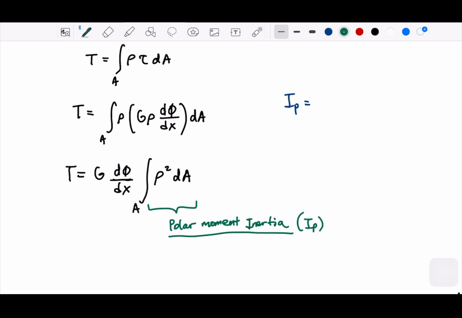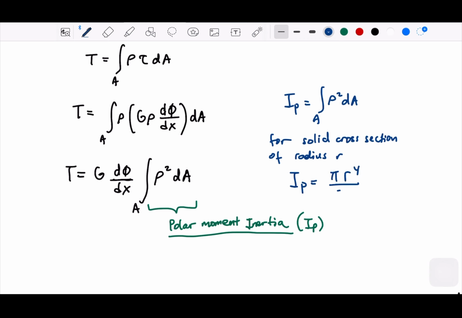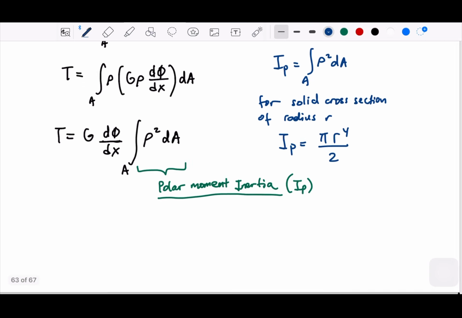The polar moment of inertia for a solid. Let me write first the formulations. So for a solid cross section of radius r, the inertia will be pi r to the power of 4 over 2. Okay.